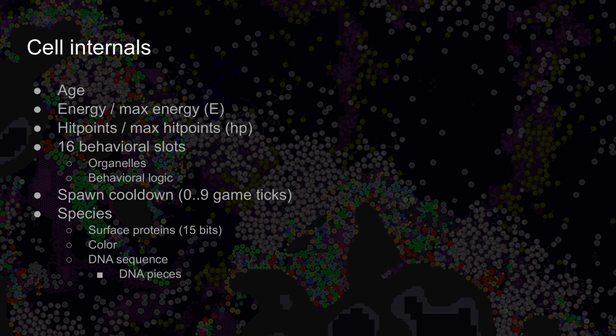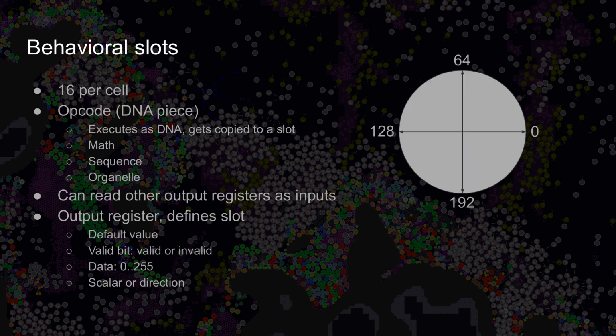The sequence consists of 1 or more DNA pieces. There are different DNA pieces for different tasks. More on that later. How does a behavior slot look? As mentioned before, there are 16 of them per cell. Each behavior slot has an opcode defining what is happening in that slot. In a fresh cell, nothing is happening.